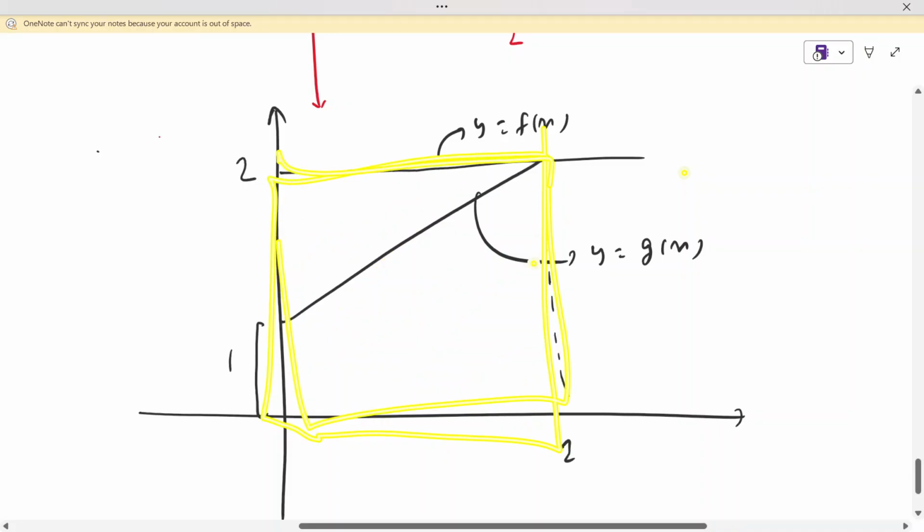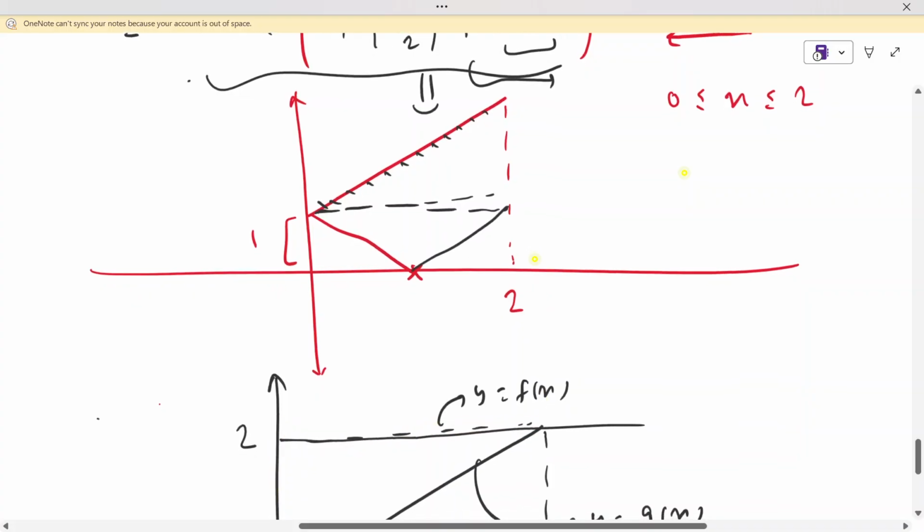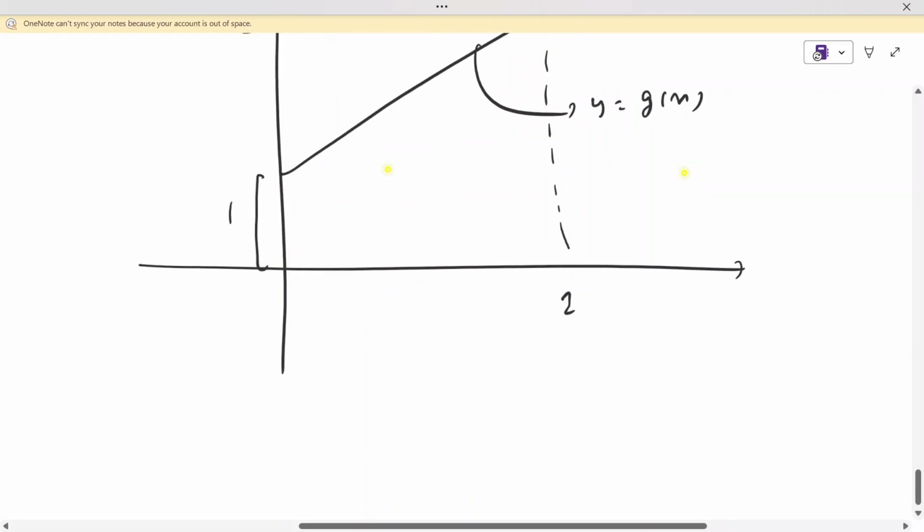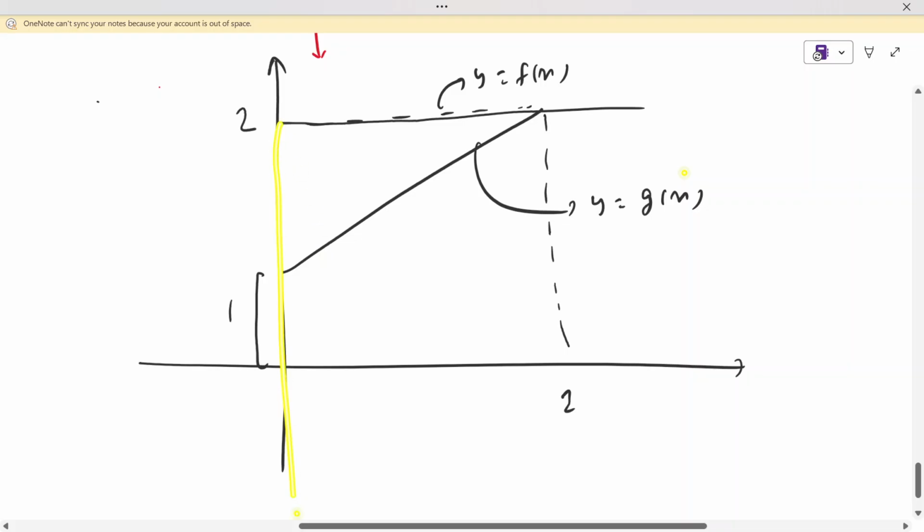But a square is forming out. Now y is also bigger than g of x. And g of x is this thing, so it should follow this. So a triangle is formed there, isn't it? Because x is between 0 and 2, y is less than 2. It is bigger than this one, otherwise it is going to minus.